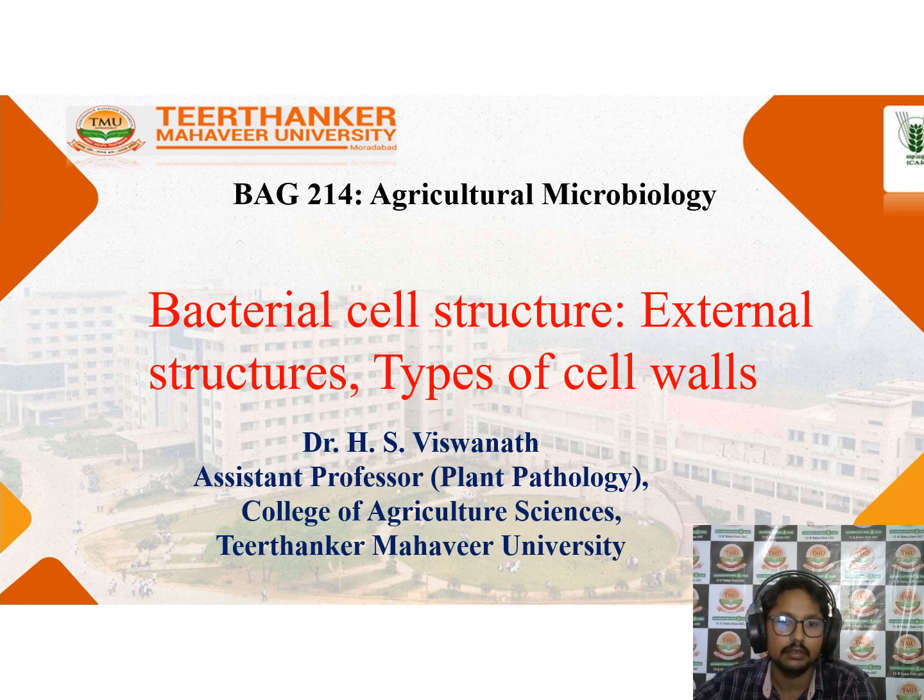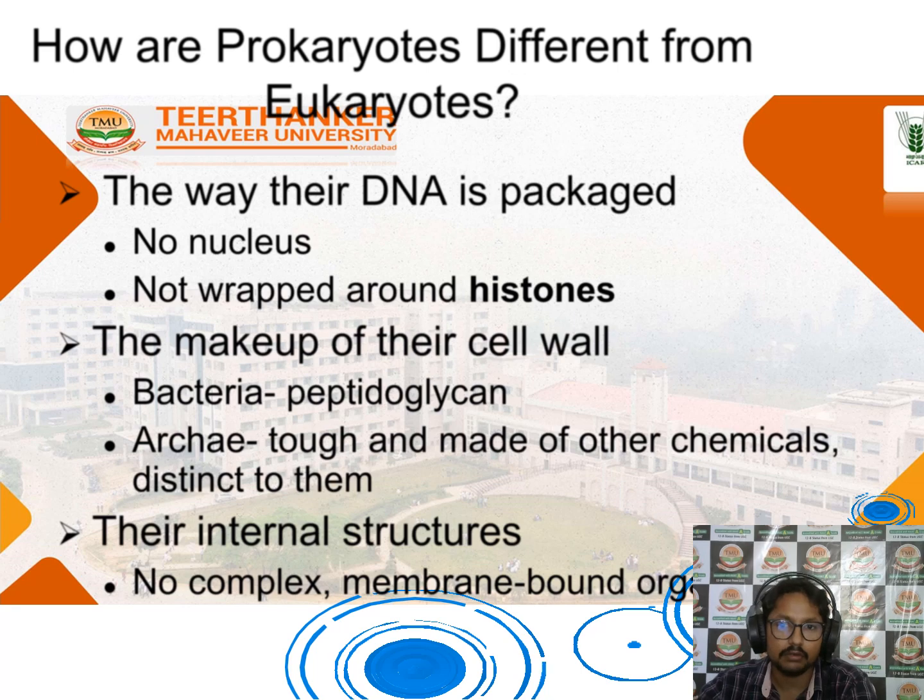Welcome everyone. Today's topic is bacterial cell structure, external structures and types of cell walls involved in this. So first of all, how are prokaryotes different from eukaryotes? The main difference is that in prokaryotes the nucleus is not covered with an envelope, whereas eukaryotes have a true nucleus, which means the nucleus is covered or present in an envelope, that is the nuclear membrane.